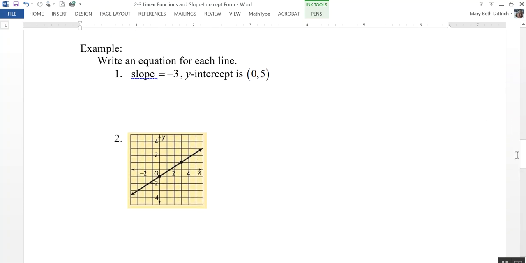In this line, the slope is negative 3 and the y-intercept is 0, 5. So that means m equals negative 3, b equals 5. So I want to just plug those into y equals mx plus b. And remember, in a linear equation, x and y stay x and y. So y equals negative 3, because that's my slope, times x plus 5. And in fact, I can even go backwards and look at that equation and say, I know that the slope is negative 3, and I know that the y-intercept is 5.